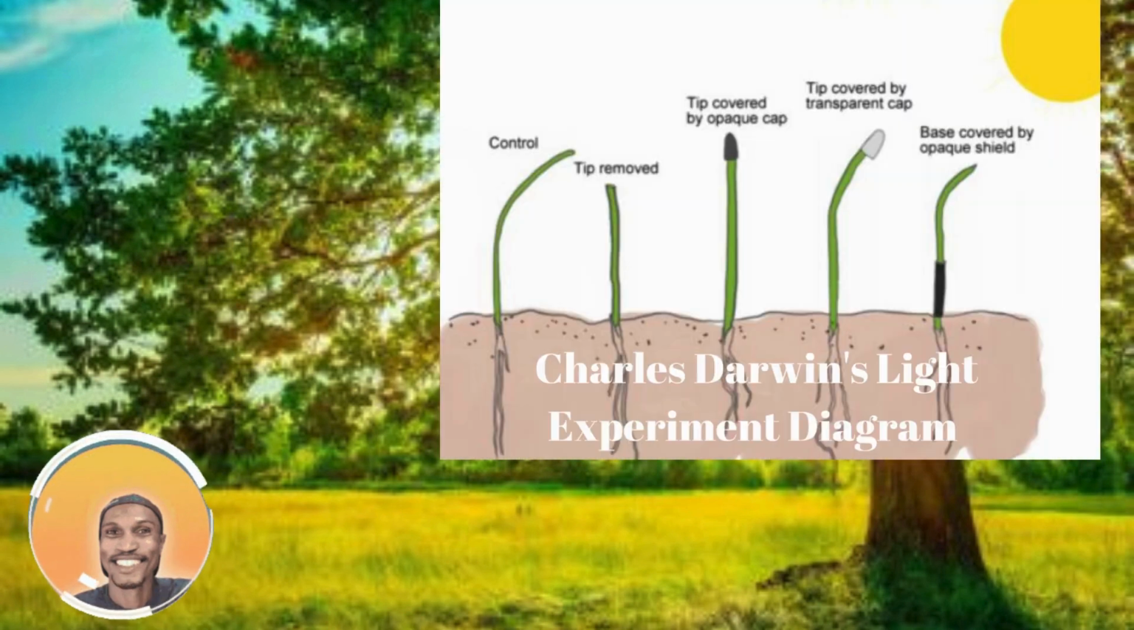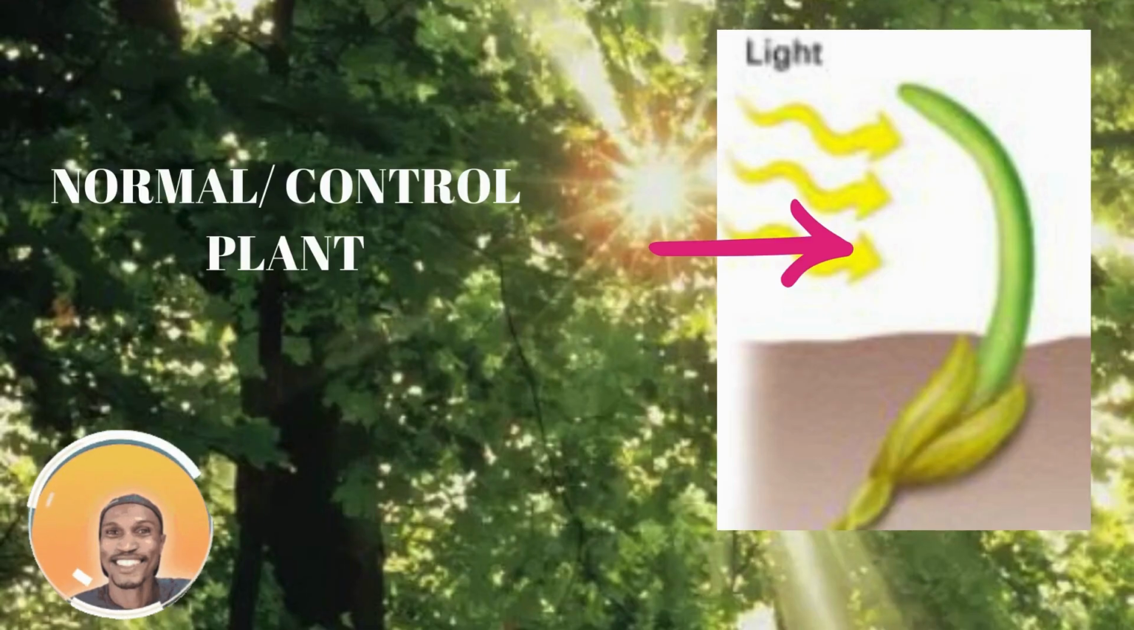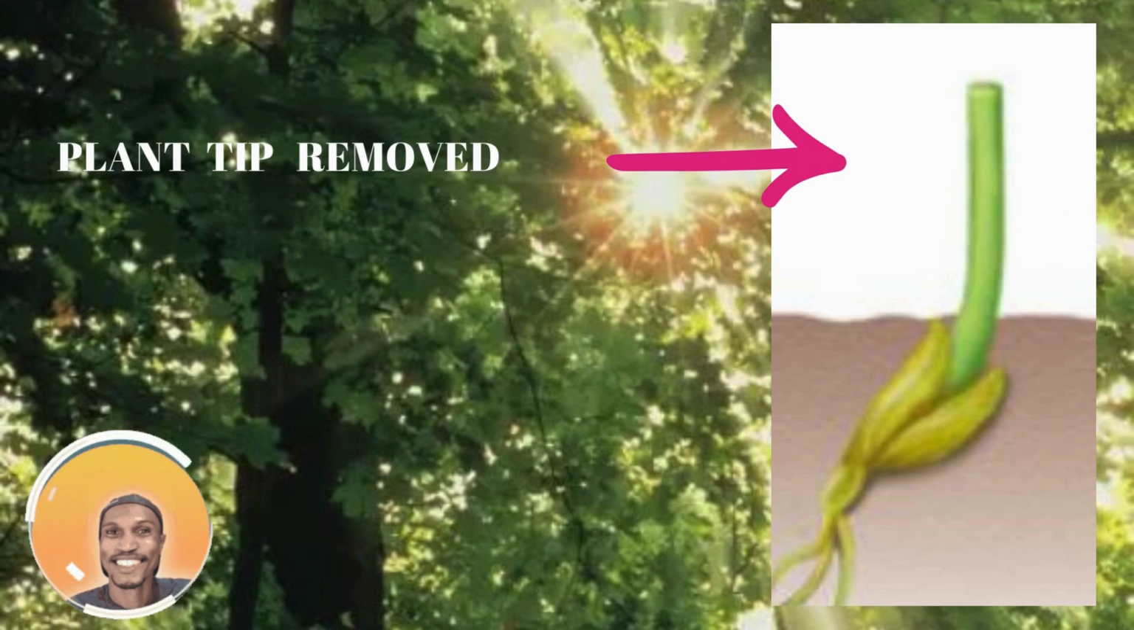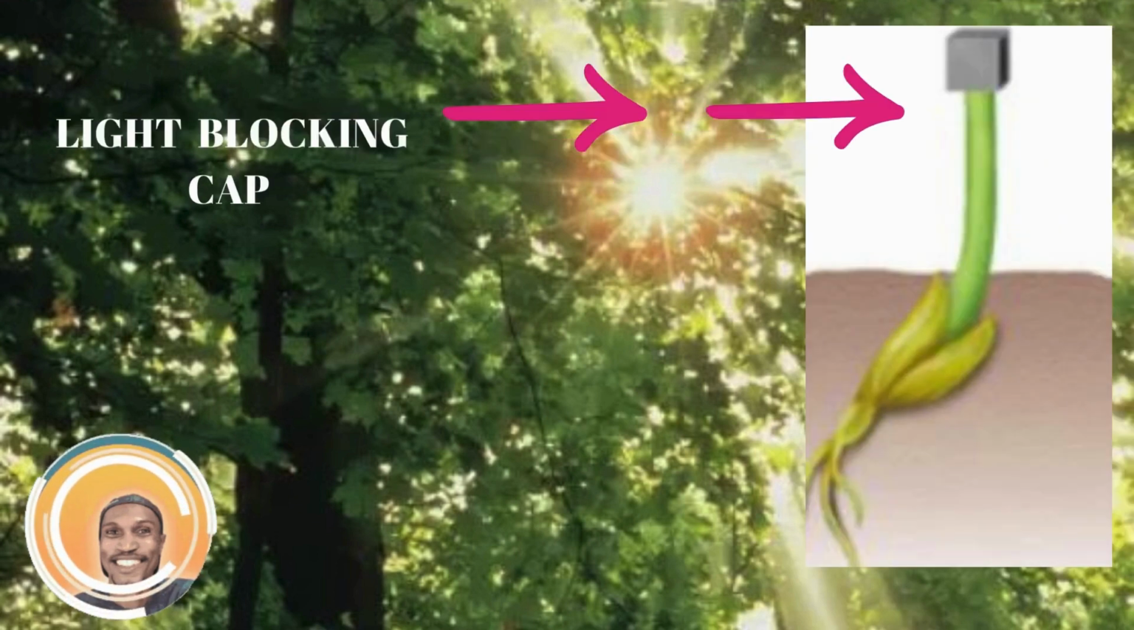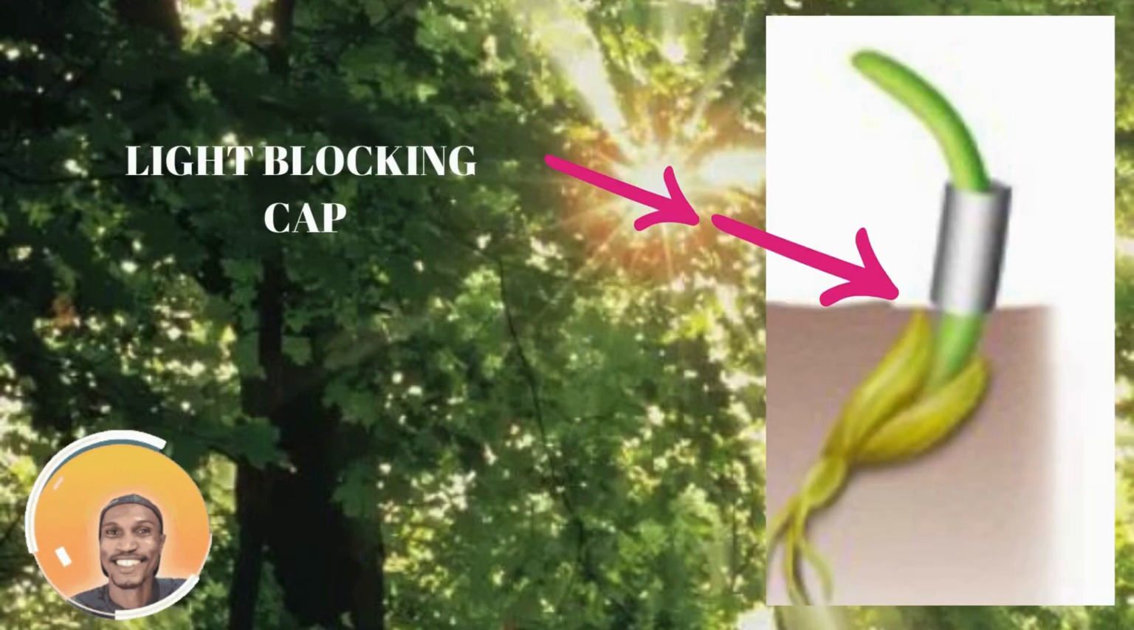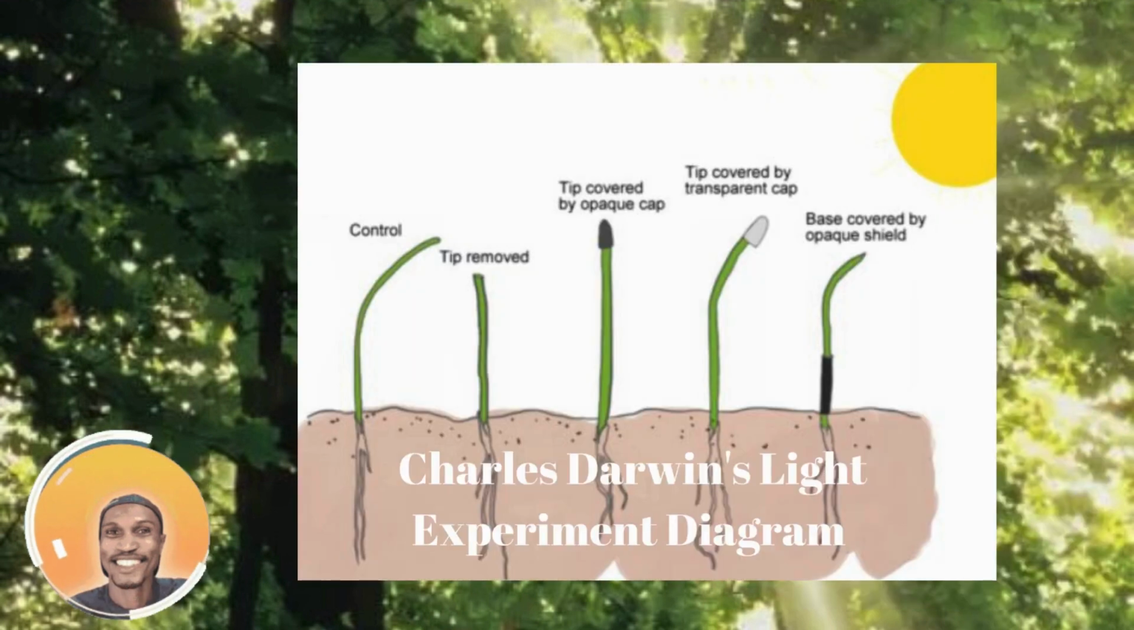Darwin and his son devised a brilliant experiment in which they grew 5 seedlings. One was grown as normal for control, one had the tip of the plant snipped off, one had a transparent cap on the tip, one had a light blocking cap on the tip. The last plant had a light blocking cap at its base. Next, they placed a single light source for all the plants.